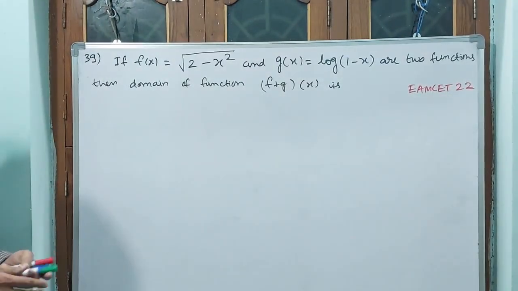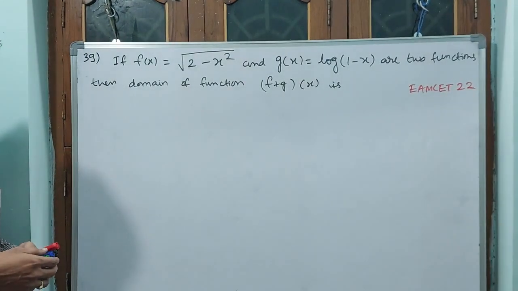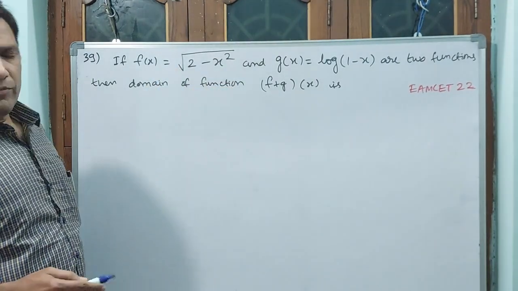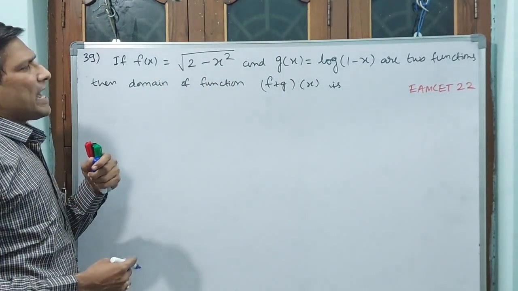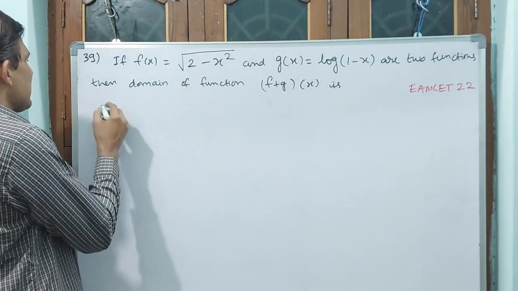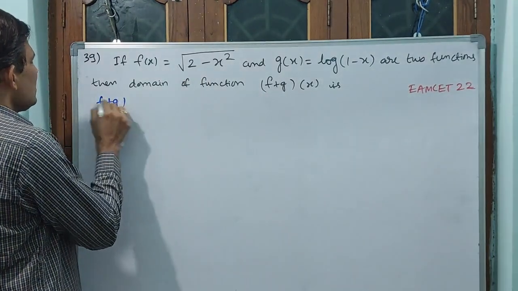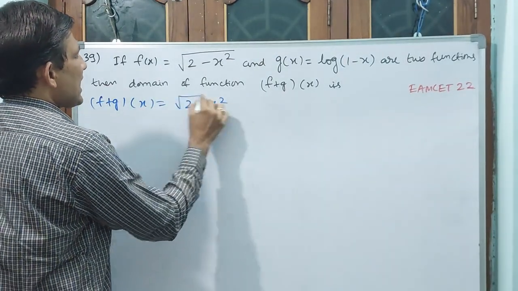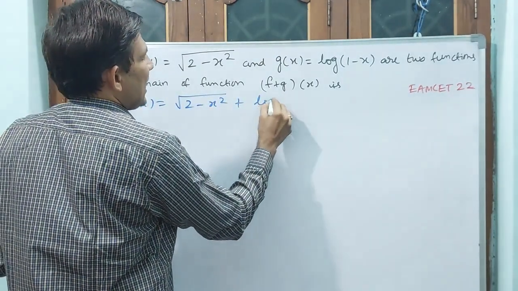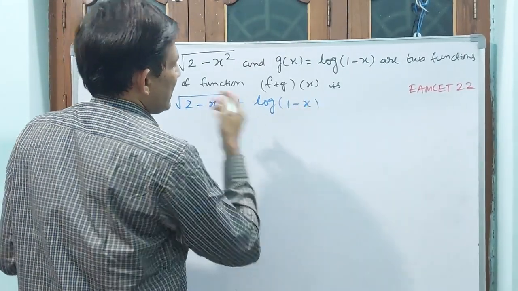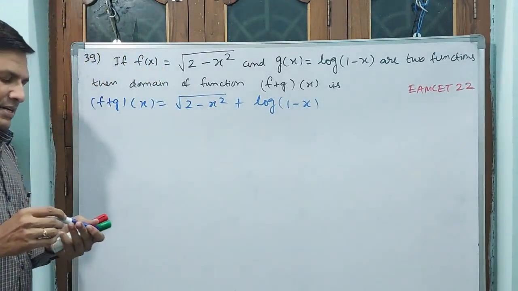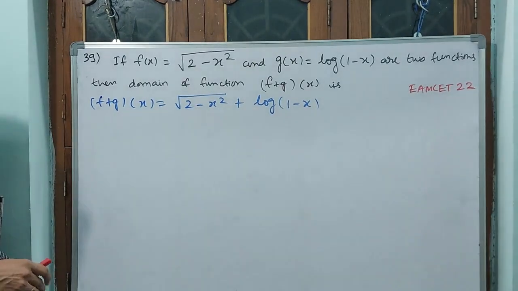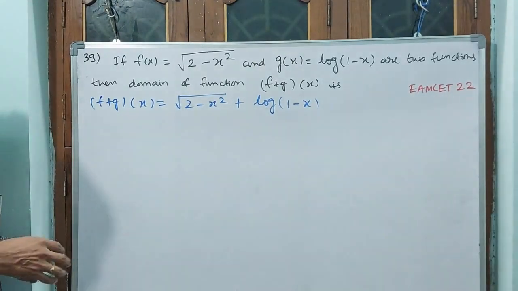Okay. See how to proceed with this question. I am telling. See, plus means both functions you can add. Okay, that is not a problem. See what I am writing. f plus g of x is equal to square root of 2 minus x square plus log of 1 minus x. Okay, like this you have to take it. And to see the domain, each function we will take separately and we will do the calculation.